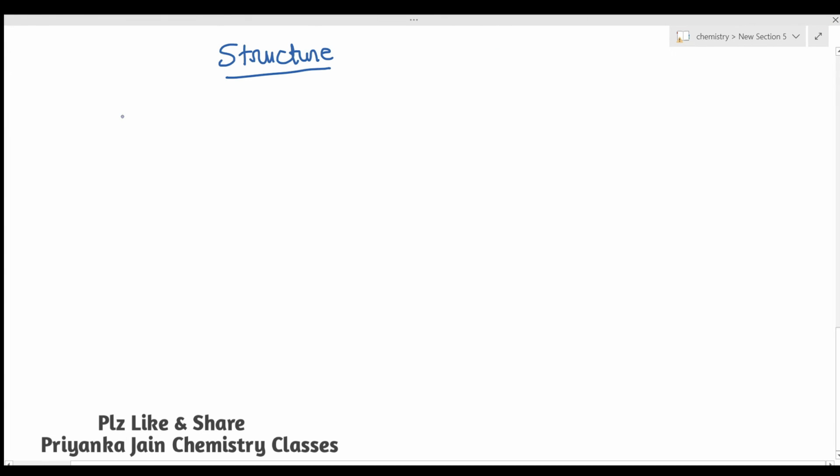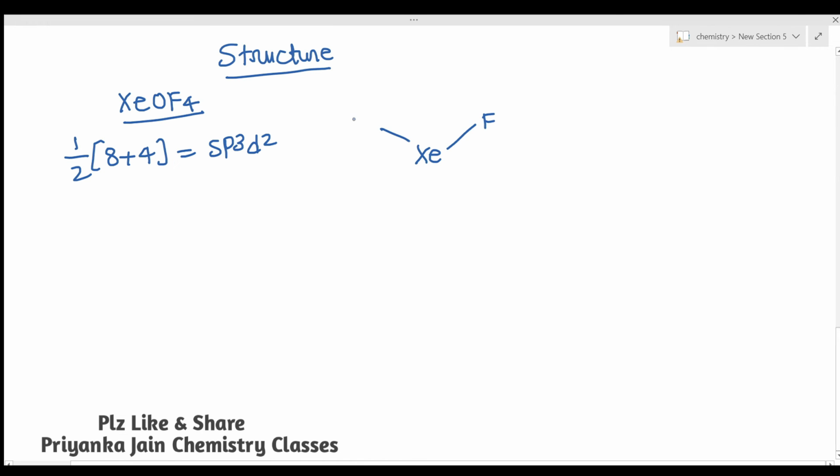So see the structure. If we look at the structure of XeOF4, firstly see the hybridization: half of 8 plus 4 of the fluorides. So we are getting sp3d2 hybridization. It means it has octahedral geometry. So 4 fluorides will be present at these positions. One lone pair of electrons will be present here and the oxygen will be present at this axial position. So this will be its structure. It means it is a square pyramidal structure.